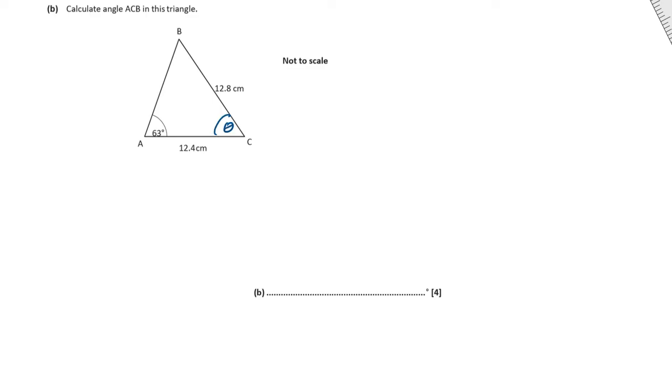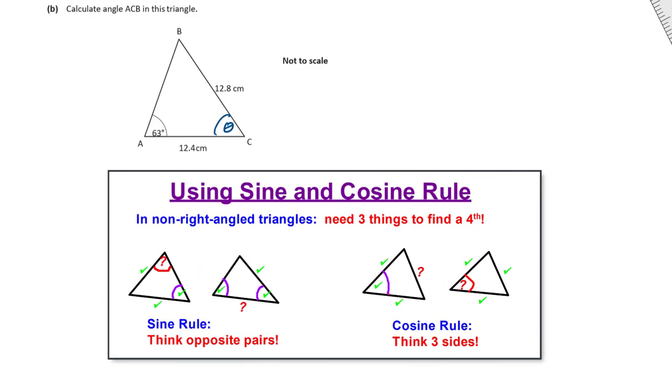Okay, so normally when we're looking at non-right angle triangles, we're either using the cosine rule or we're using the sine rule. Now, cosine rule is about 3 sides. Either you've got 2 sides and you're finding a third one, or you've got all 3 sides given and you're finding an angle. We don't have all 3 sides here. We're not trying to find all 3 sides here. It's not the cosine rule that we need.